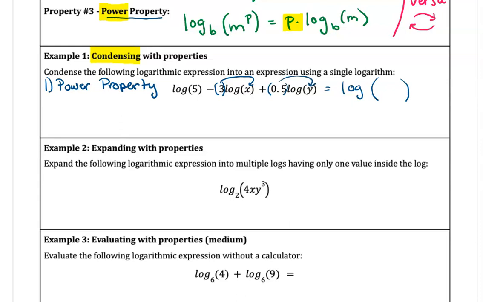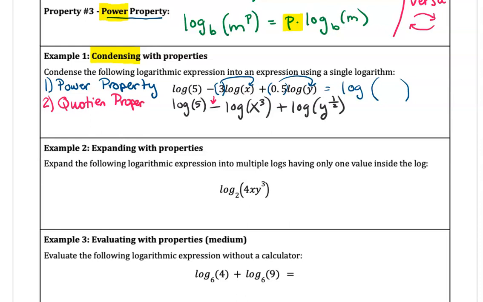So this expression can be written as, so I haven't done anything with log 5 yet, but the 3 log of x could become the log of x to the third power based on the power property. And the 0.5 times the log of y could become the log of y to the power of 0.5, or 1/2. So that first property I used was the power property. Then the second thing I notice is that I am subtracting these two different logs of 5 and x cubed. So those can be put back together into one log using the quotient property.